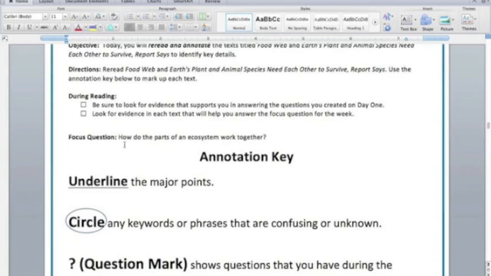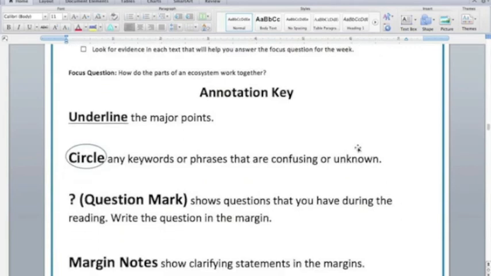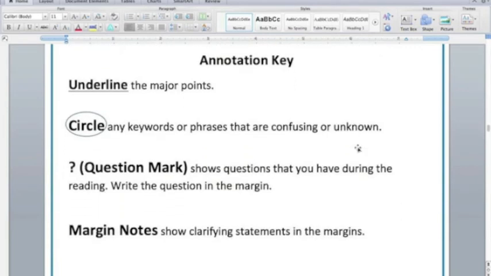Look for evidence in each text that will help you answer the focus question for the week. Here goes the focus question in case we forgot. How do the parts of an ecosystem work together? So here goes the annotation key. Annotation really just means to mark up the text. It's just like a fancy word for that. And this is how they want you to mark it up as you're reading.